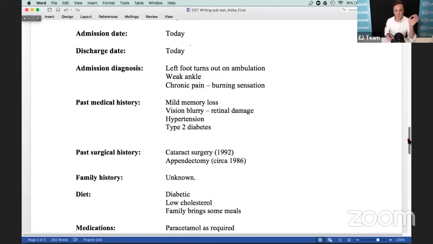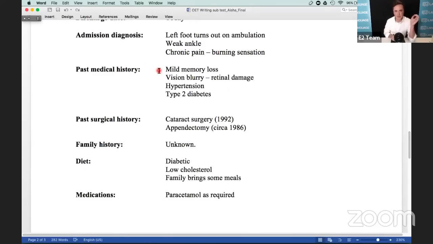Fine. What about the past medical history? Well, she's got mild memory loss. She's 75. She's got blurry vision from retinal damage. She's got hypertension and type 2 diabetes. While I'm going through these case notes, I'm thinking to myself, Sharon Wilkins, home care nurse. What is relevant for the home care nurse? If we were writing to a physiotherapist, I would be thinking very differently about what is relevant. Or if we were writing to a neurologist, or a dentist, for example. So that person that you're writing to will inform which case notes you select, okay?